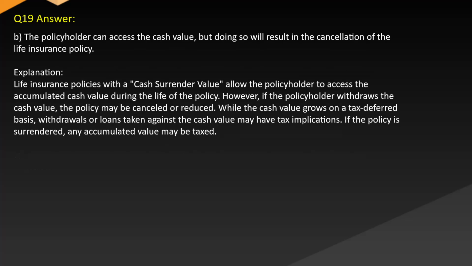Answer: B. The policyholder can access the cash value, but doing so will result in the cancellation of the life insurance policy. Explanation: life insurance policies with a cash surrender value allow the policyholder to access the accumulated cash value during the life of the policy. However, if the policyholder withdraws the cash value, the policy may be cancelled or reduced. While the cash value grows on a tax-deferred basis, withdrawals or loans taken against the cash value may have tax implications. If the policy is surrendered, any accumulated value may be taxed.